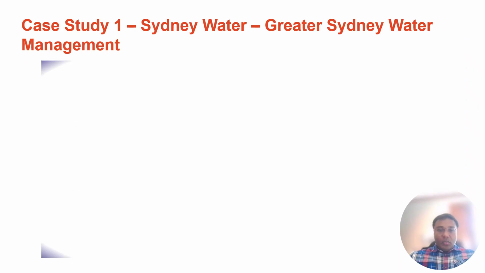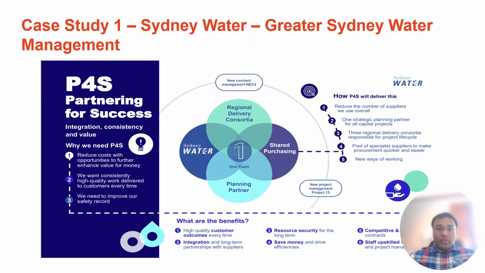Okay. So far we have seen the basics of project procurement management. Let's see a couple of case studies. Here's one real example, the Sydney Water case study. Sydney Water manages capital projects, which means they are the ones managing the water supply in Sydney, the Greater Sydney region and the Illawarra region.